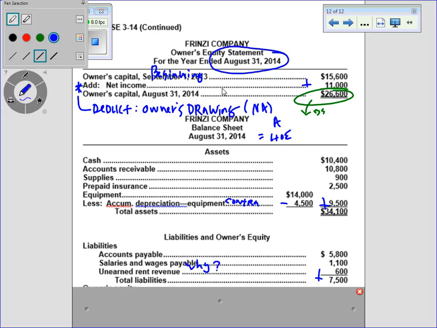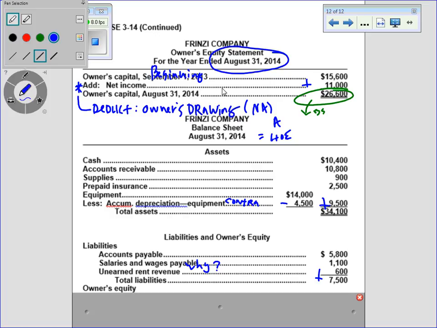Why is unearned rent revenue a liability? It's got the word revenue in it. It seems like it should be in the revenue. It has the word unearned. Ira's correct. Someone's paid us, but we haven't earned that revenue yet. As soon as we do some of our work, unearned turns into earned, and then it will show up on the income statement.